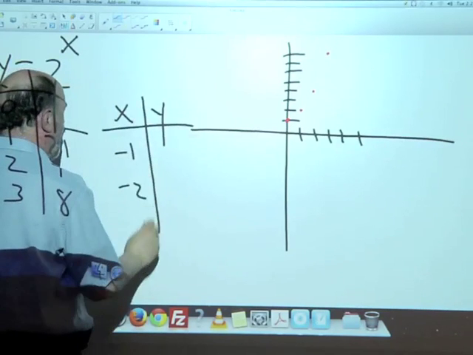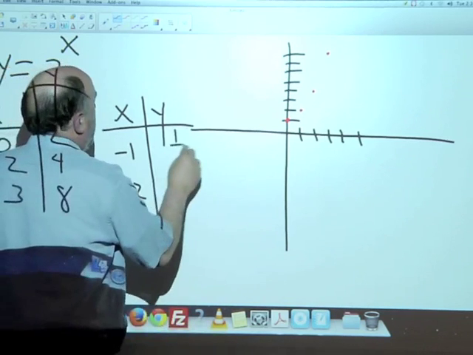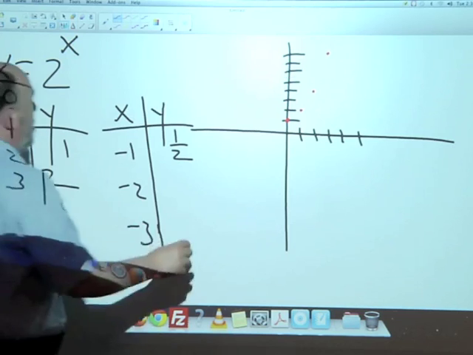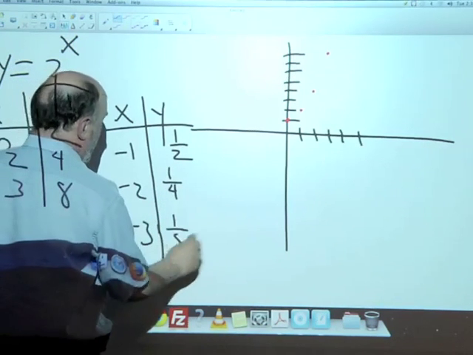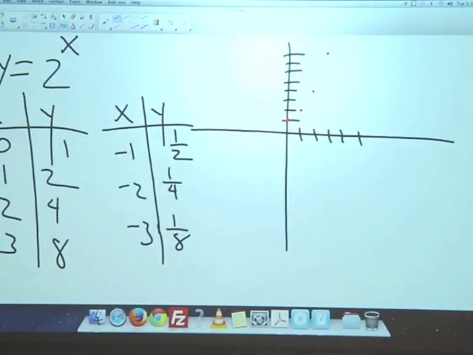So -1, -2, -3. What is 2 to the -1? If you've got the calculator, you can figure it out. Wouldn't it be like 1 over 2? It is 1 over 2, because a negative exponent means 1 over that thing to the positive exponent. So it'll be 1/2. 2 to the -2 is going to be 1/4, and that will be 1/8. Or on the calculator, you would end up at 0.5, 0.25, 0.125 in decimal. So does that mean y never hits 0?